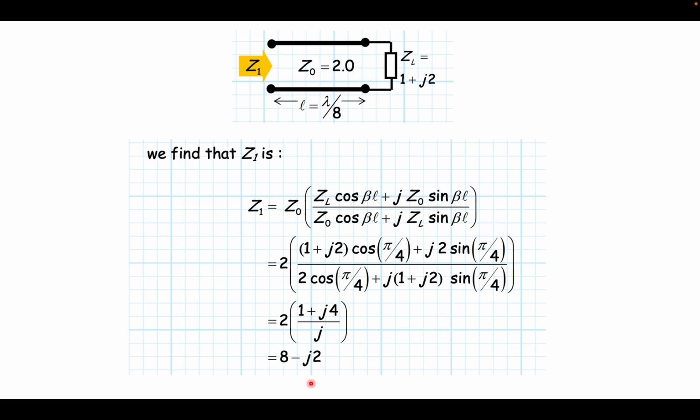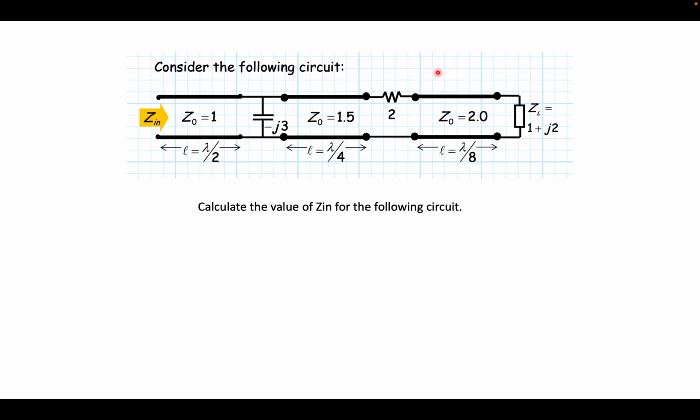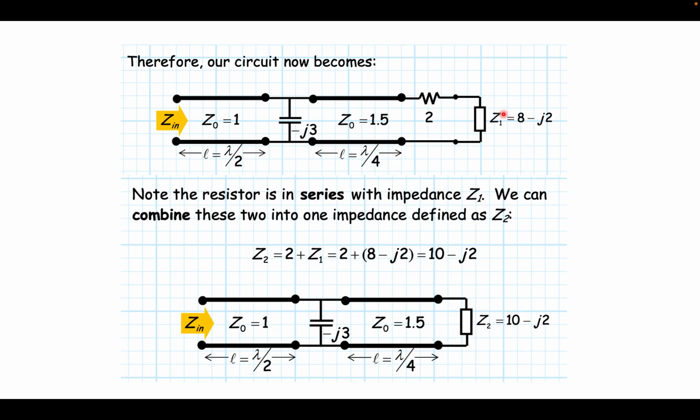Now you can go one step forward, and now you know the whole circuit. I can replace the right side by the impedance Z1, because that is the input impedance seen by the transmission line. So I have replaced this whole section by the effective impedance, which is 8 minus j2.